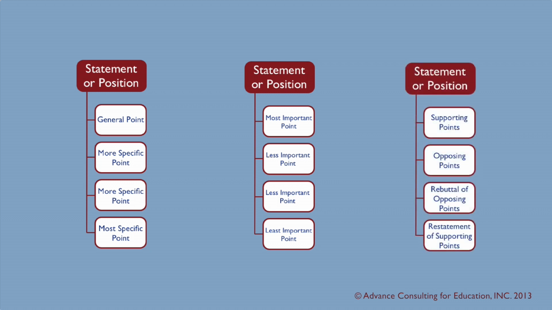The next argument structure introduces both supporting points for the statement and opposing points. So the structure starts with the statement or position once again, followed by the points that support that position. This is then followed by points that oppose the position and rebuttals of those opposing points. And it concludes with a restatement of the supporting points.